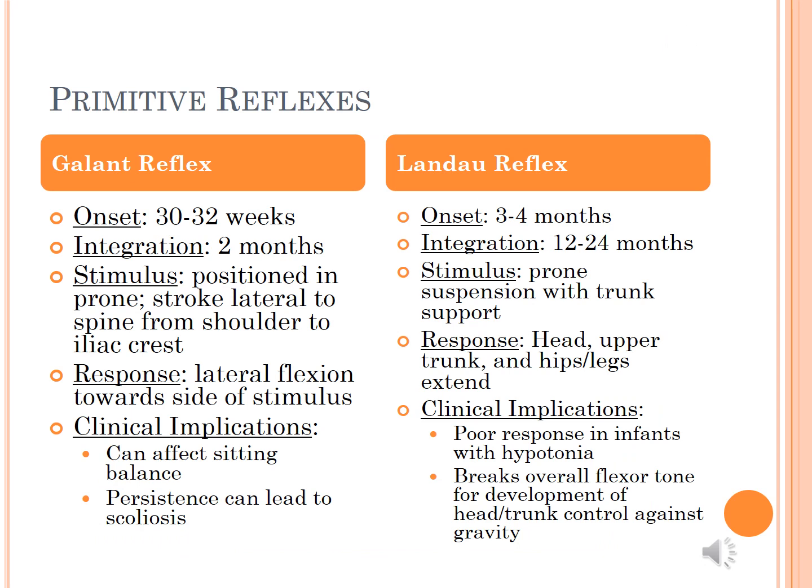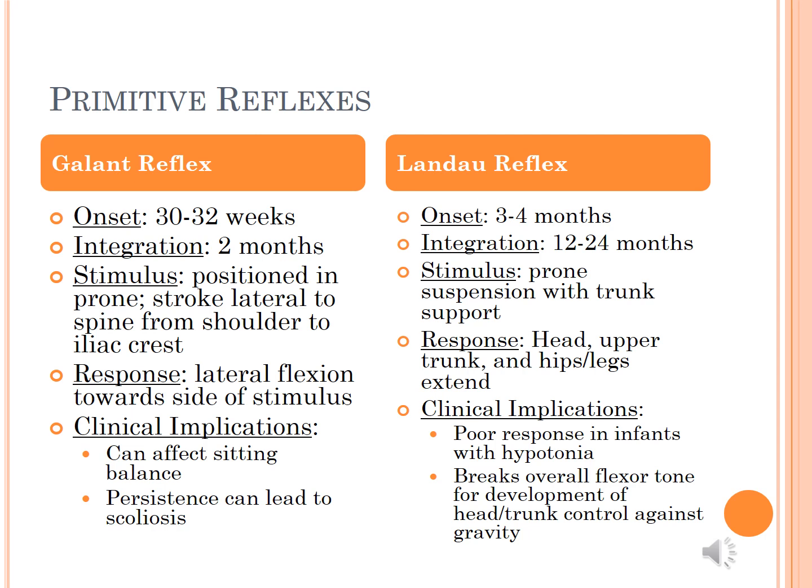The Galant reflex is going to start about 30 to 32 weeks gestational age. It's going to integrate or go away when they're about 2 months old. The stimulus for this one is holding the baby face down on their belly or resting them on your lap, and you're going to just draw your finger down from about the bottom edge of their scapula on one side of their paraspinals or lateral trunk, and the response that you should see is that their lower trunk is going to curve towards that side of the stimulus. You should get this to both sides, hopefully equally.